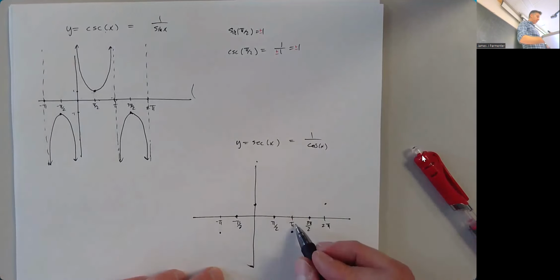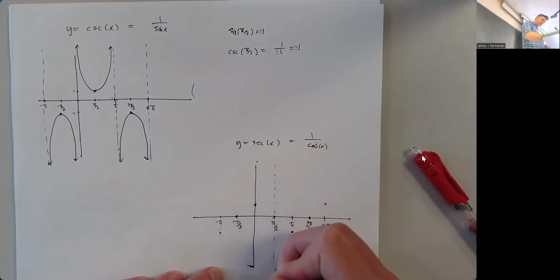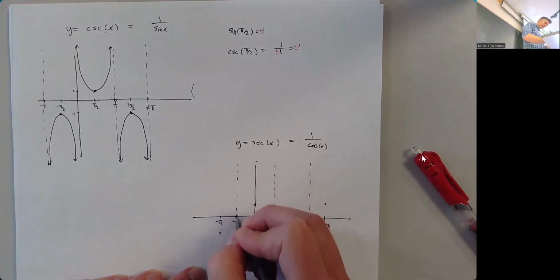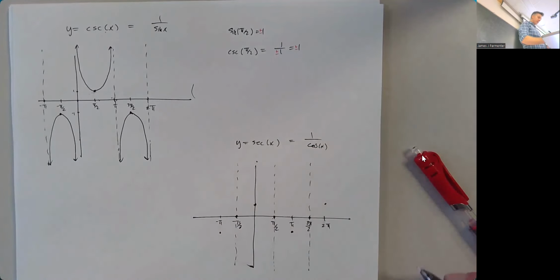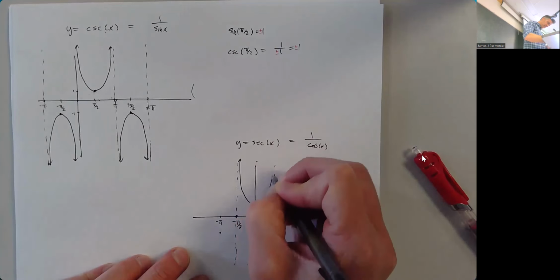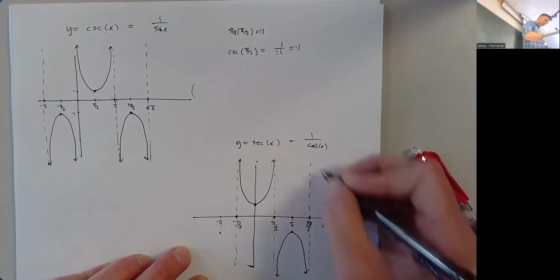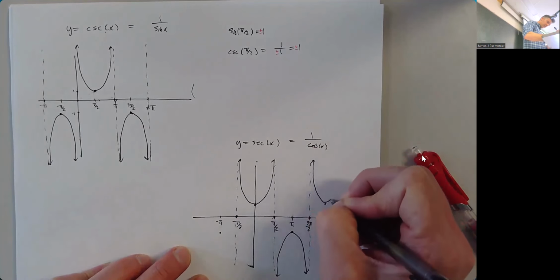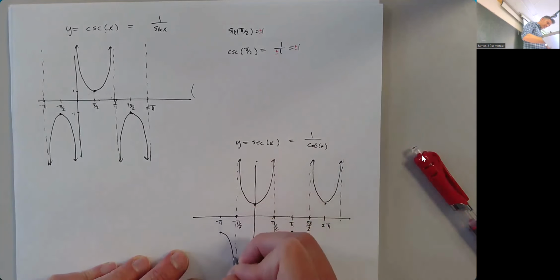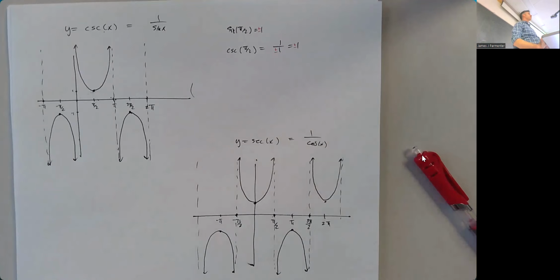Whenever cosine is equal to zero, secant's going to be undefined. So those zeros for cosine are just telling me where my vertical asymptotes are for secant. And so then I'm going to do this kind of deal, just flipping away from the x-axis instead of going towards the x-axis. Secant and cosecant are not too terrible to graph.